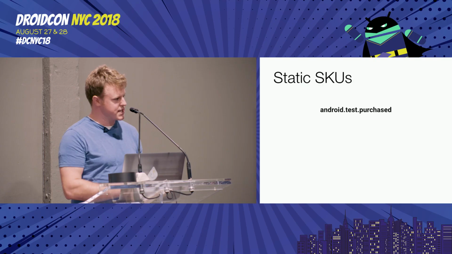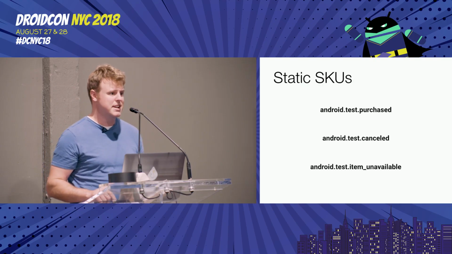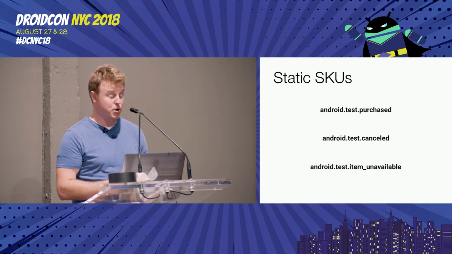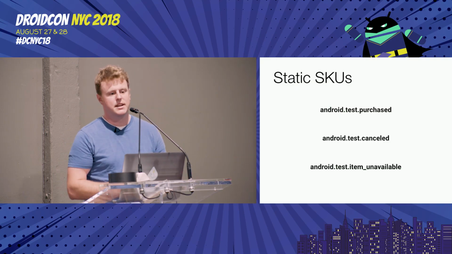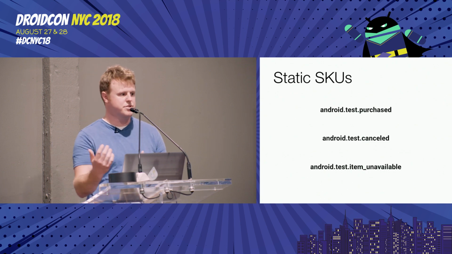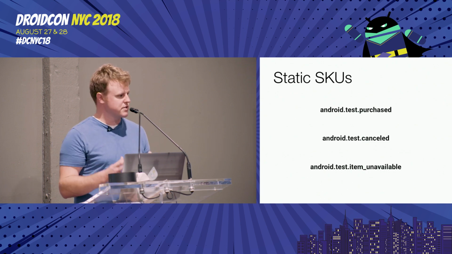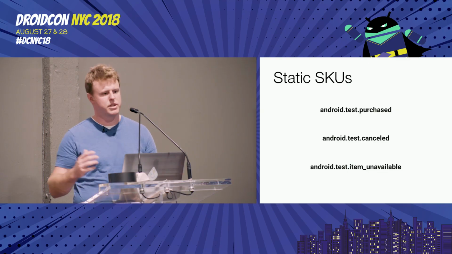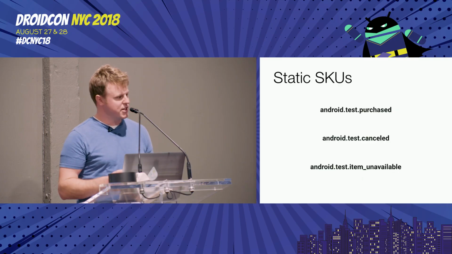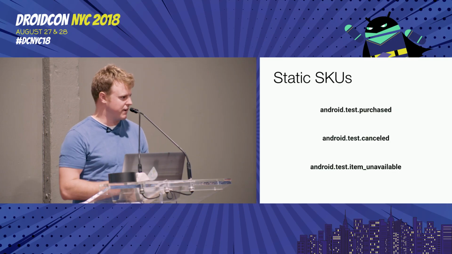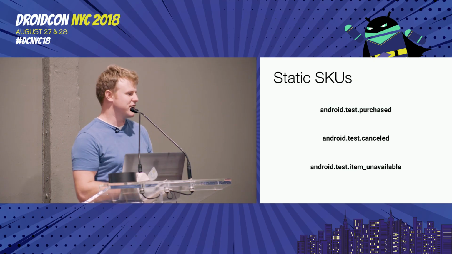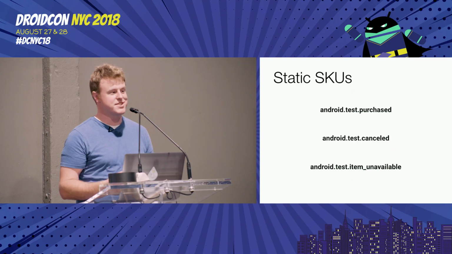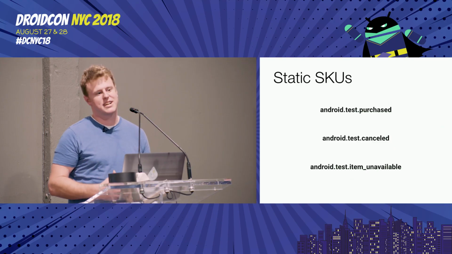Those SKUs are android.test.purchased, android.test.canceled, and android.test.item_unavailable. As you would expect from the name, the purchase SKU is always going to return success, as if the user's been successfully charged and they've now successfully purchased this. Canceled does the same thing, but as if the user backed out, decided they didn't want to do it, their card was declined, anything like that. And item unavailable, I've never found particularly useful, but that's for a case where maybe you have a dynamic store and anything that a user tries to purchase is not actually available for sale. So that's like an invalid SKU.